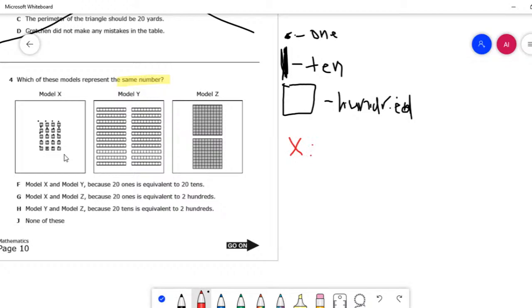For X, we just have ones, and we have 20 of them. But keep in mind, when we're doing place values, we can only have one digit in each place value. If we have more than one digit in one place value, that means we need to create a new place value to move that number to.